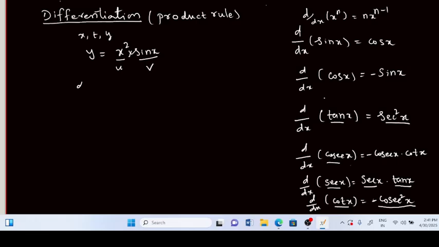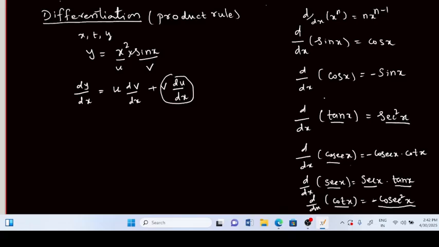So here we find the differentiation of y with respect to x. First we write u as it is, we differentiate v with respect to x, plus we write v and differentiate the first function with respect to x. We can write it either way. Instead of u into dv by dx plus v into du by dx, we can write this as first, this as second.